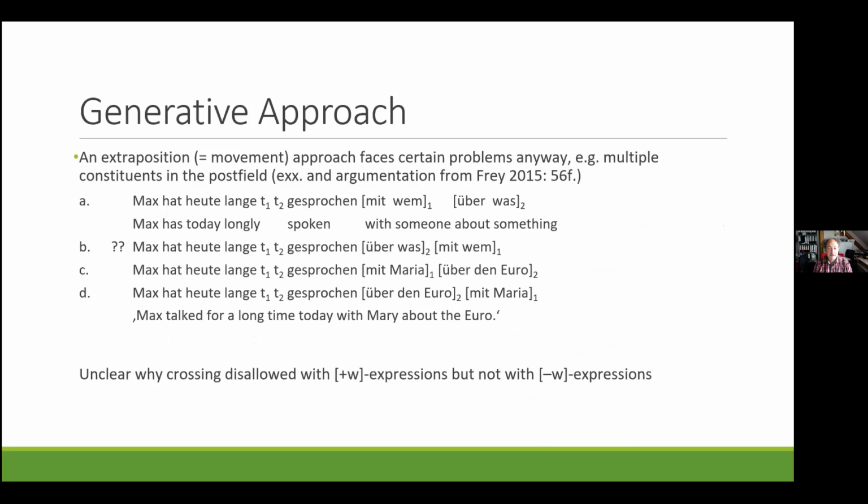For instance, we get data like here in B: if we put two WH phrases into the post field, we get unacceptable results. But if we put the same phrases without a WH word in them, we don't get unacceptable results. And it is not clear why crossing should be disallowed with WH expressions, but not with normal phrases, so to say.